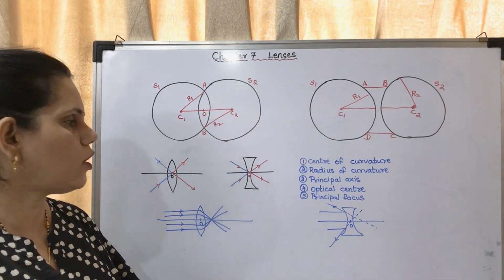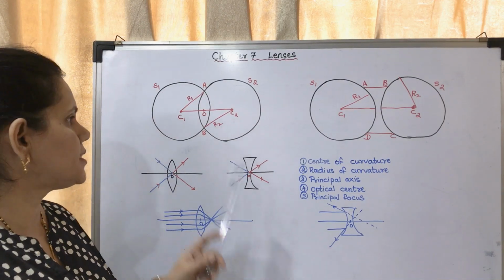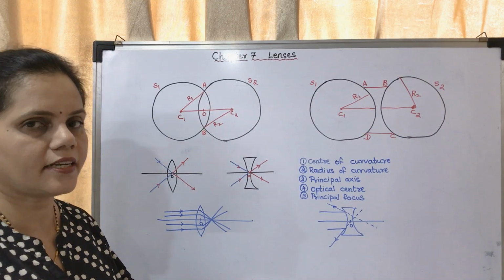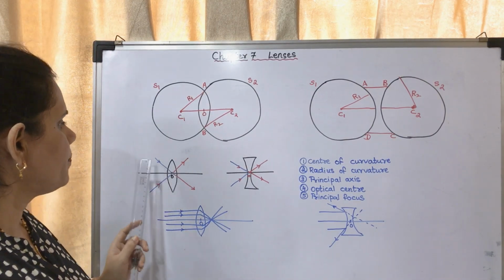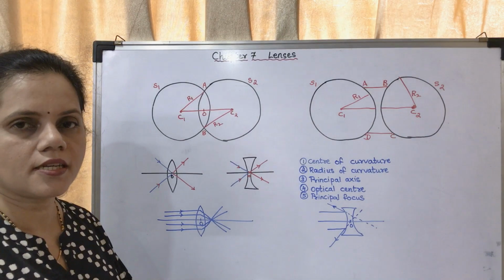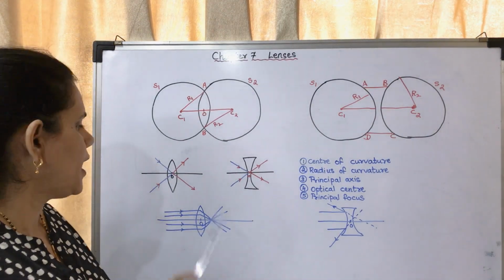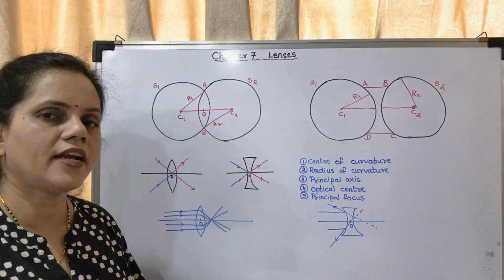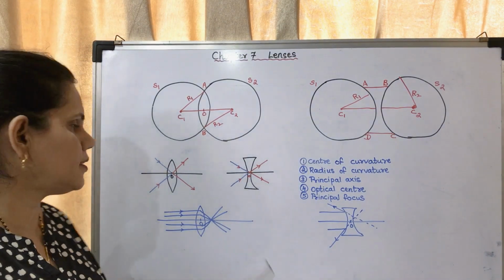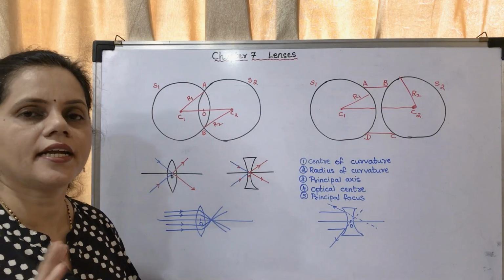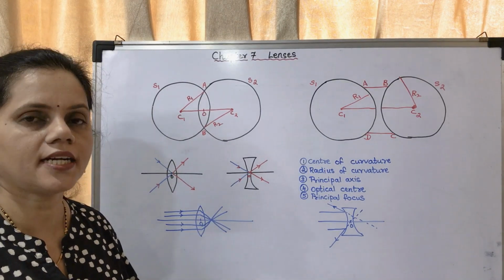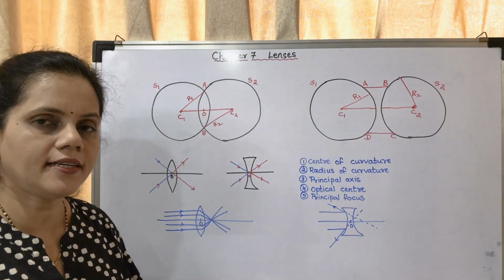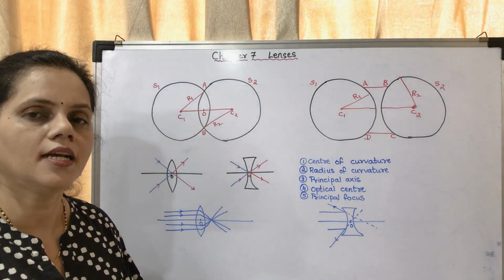Now what do you mean by optical center? Optical center is the center of the lens. You may see the blue colored line which is coming. It is the incident ray and the red colored line is the refracted ray. When the ray of light passes through the optical center, it goes straight. It does not get refracted. That is the importance of optical center. So that center is called the optical center.